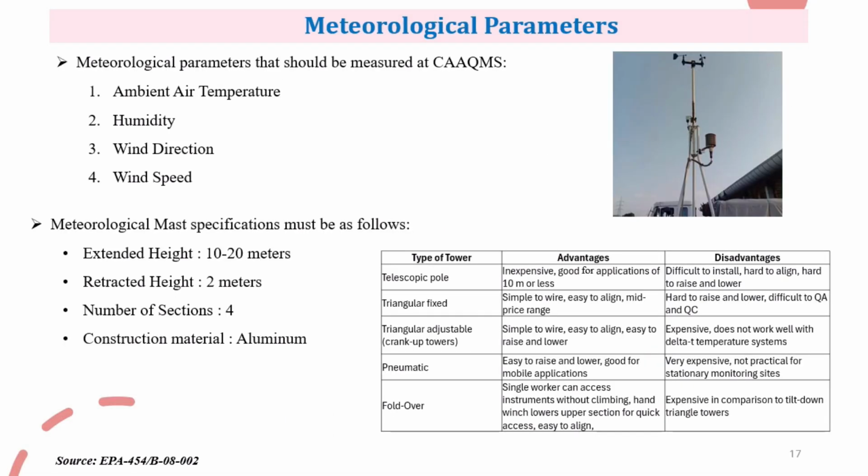Now, let's discuss the key meteorological parameters we need to measure. These include ambient air temperature, humidity, wind direction, and wind speed. Understanding these factors helps us learn how pollutants move in the atmosphere. For the meteorological mast, we want it to be between 10 to 20 meters tall when extended and about 2 meters when retracted. We'll use 4 sections made from strong aluminium to ensure it withstands outdoor conditions.